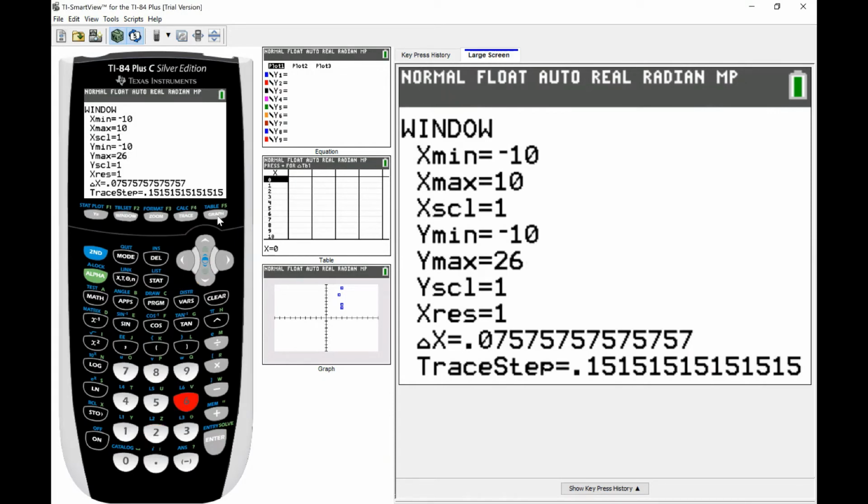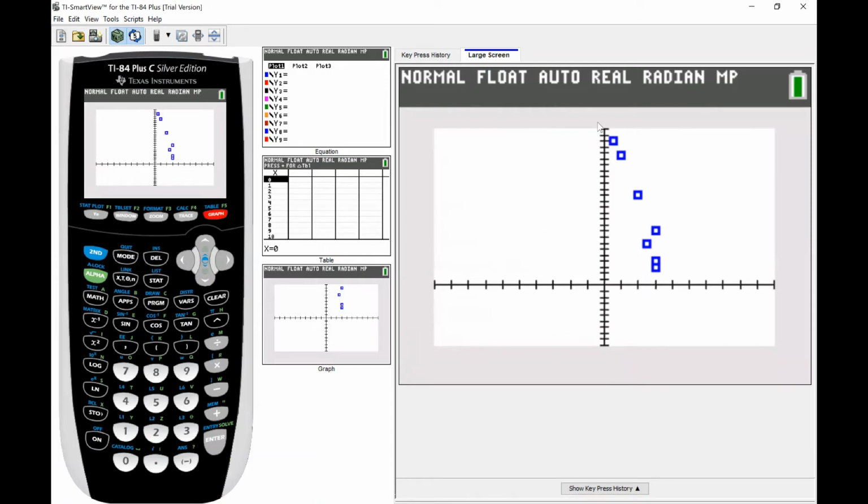Now, when you graph it, you can see what it looks like. And we could change our window differently so that we kind of get rid of all that extra space. But what we did there is we changed our window so that we could see higher up on our graph. Okay. So now what I'm going to do is I'm going to do this quadratic regression again.